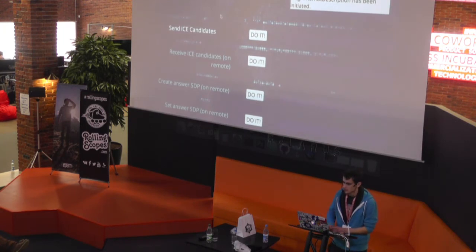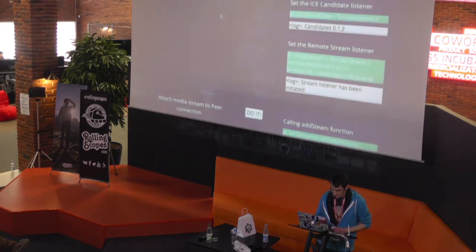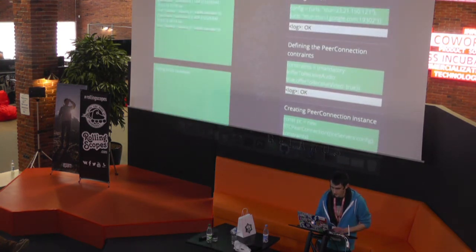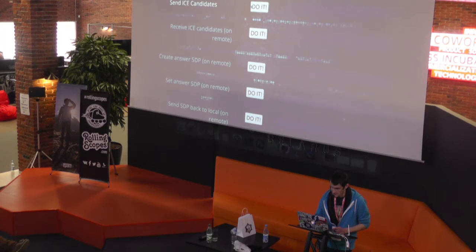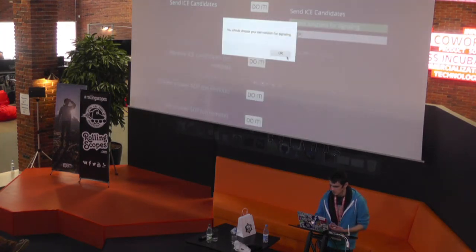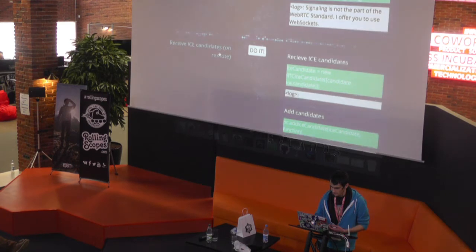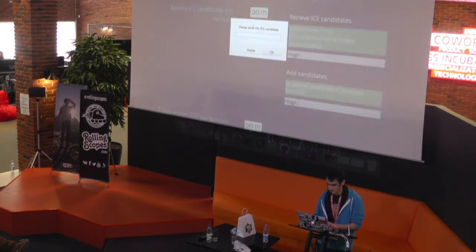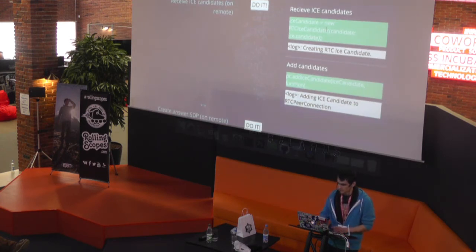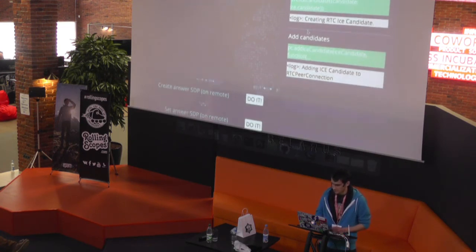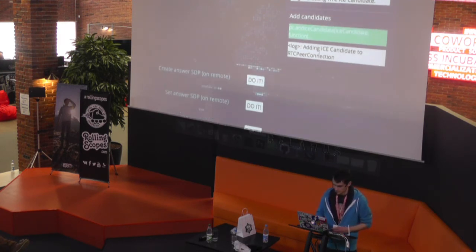Then, as I told you, you have to share the ICE candidates. The ICE candidates, I have a few here. I'm going to copy them and send the ICE candidates. I thought there is no signaling server, so I'm going to paste them down here. Okay. So a new RTCIceCandidate has been created and added to the peer connection on the remote side.